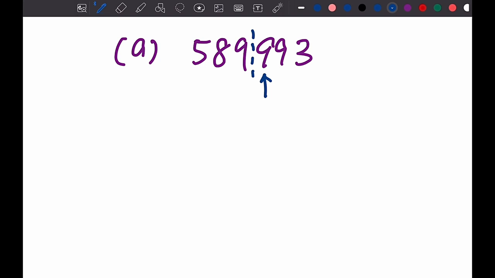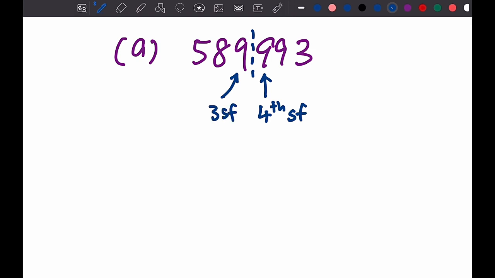So the rule goes, if this fourth SF is anything less than 5, then we don't need to round up. Anything that is more than or equal to 5 means the third SF will need to round up. The trouble with this is that because the fourth SF is a 9, the third SF will have to round up.